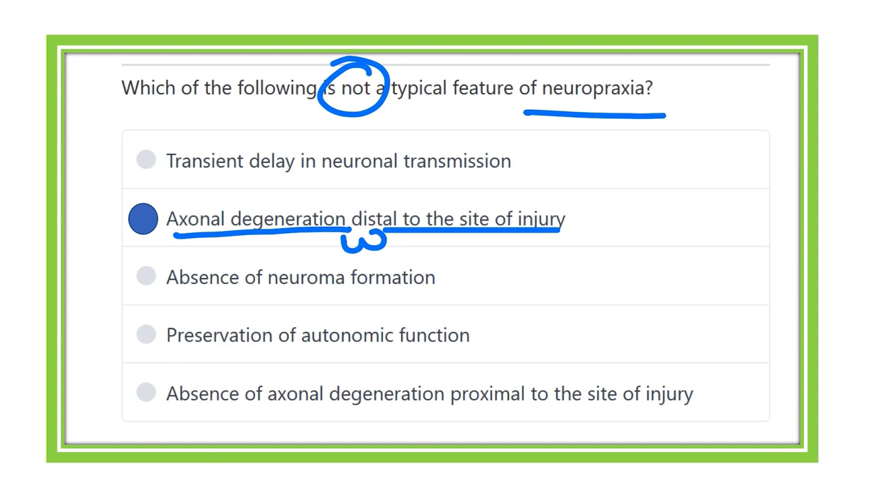Transient delay in neuronal transmission is true. Absence of neuroma formation is also true because neuroma occurs in axonotmesis and neurotmesis. Preservation of the autonomic function is also true. Absence of axonal degeneration proximal to the site of the injury is also true, since Wallerian degeneration is absent in neuropraxia.